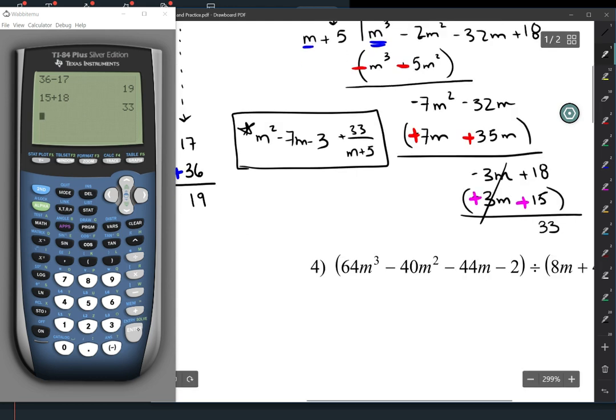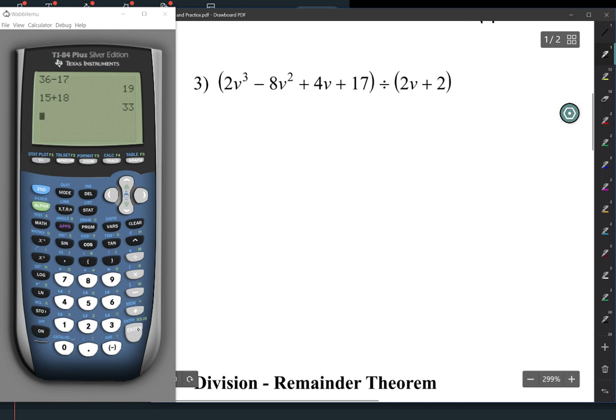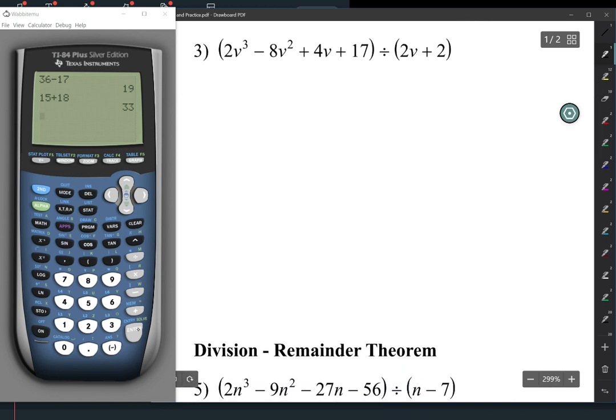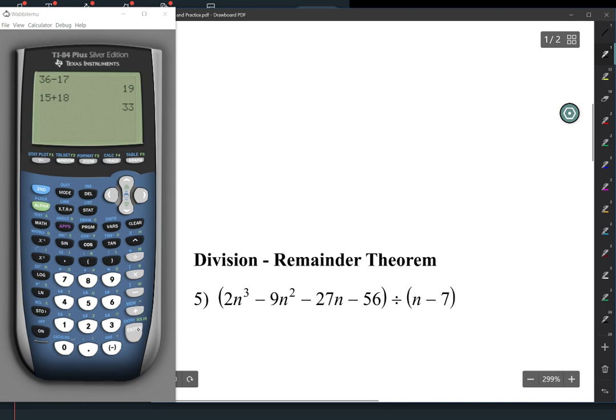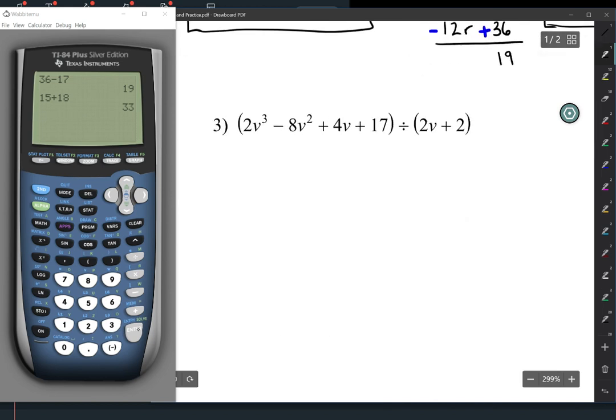Really, the rest of these, there's not too much else going on here. So, I thought there was something I wanted to point out. I guess not here. So try out 3. Let's see. Oh, 3 just has a 2 there. But really, it's not going to change too much. 2v to the third minus 8v squared plus 4v plus 17. And then 2v plus 2.